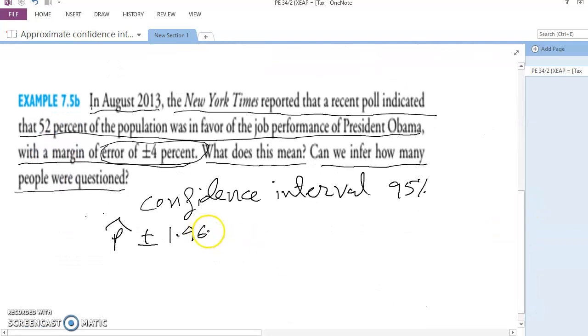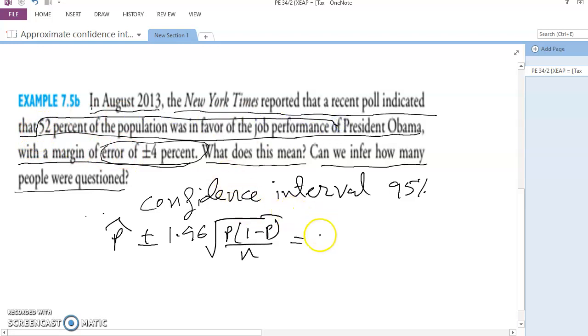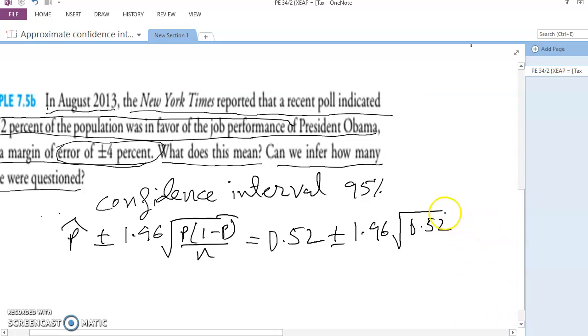So p cap plus or minus 1.96 times the square root of p(1 minus p) divided by n. Here p cap is equal to 52%. Remember, 52% of the population was in favor of the job performance of President Obama. So 52% means 0.52 is my mean, with plus or minus 1.96, and p is equal to 0.52, and 0.48 divided by n.